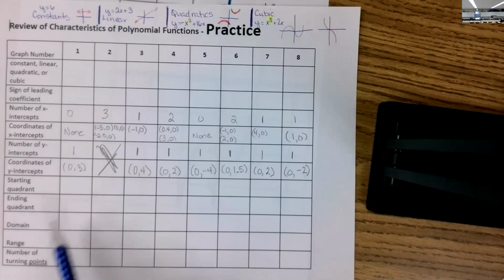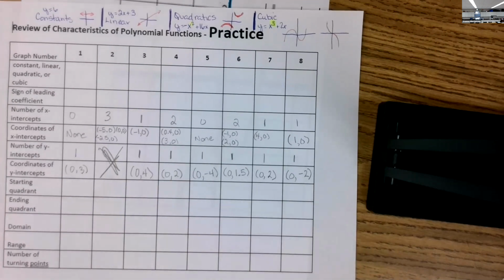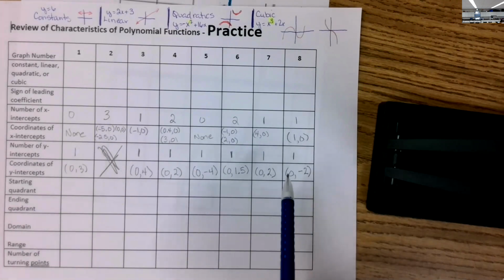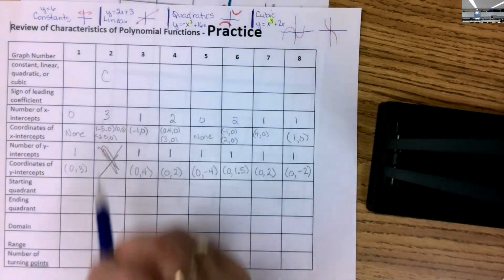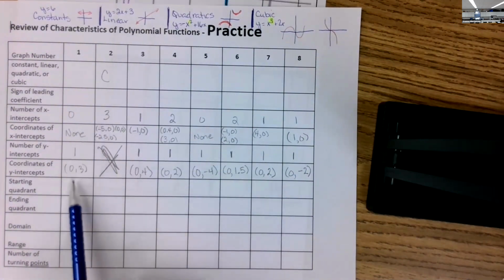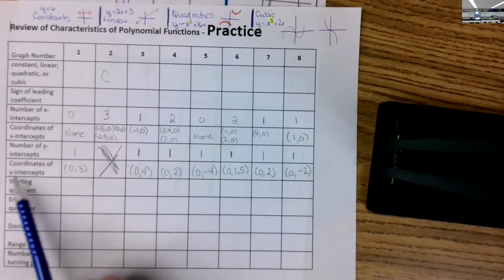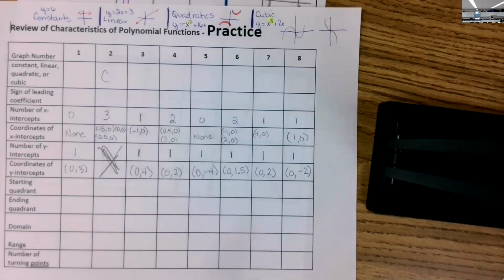Notice the number of y-intercepts is always 1. Always. The number of x-intercepts can change. It can be 0, 1, 2, or 3, depending on the type of graph we have. So this one was a cubic, which is why it's 3. Anyway, (0, 0), 0 comes first if it's a y-intercept, and then there's a number where the y is. Sorry, I'm feeling a little pleased with myself.